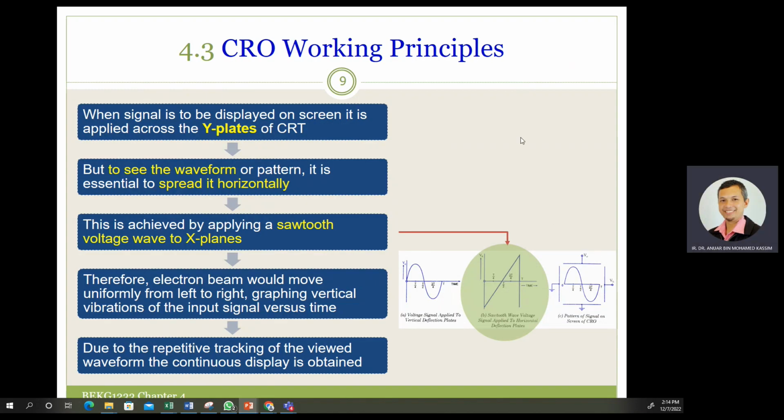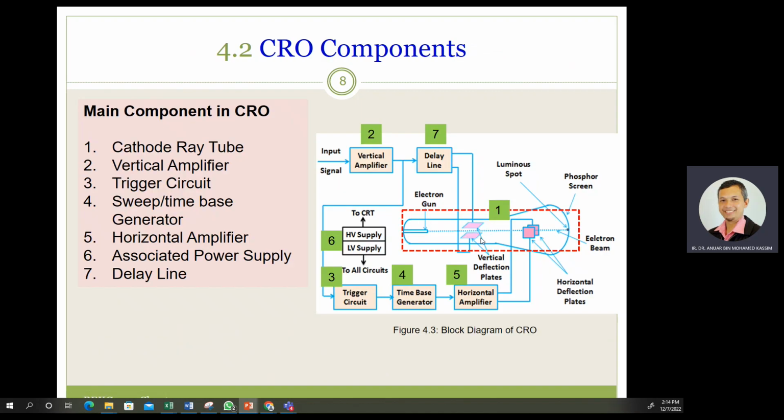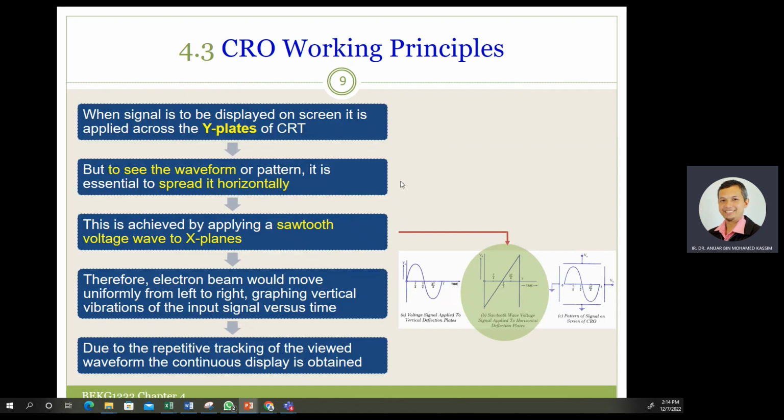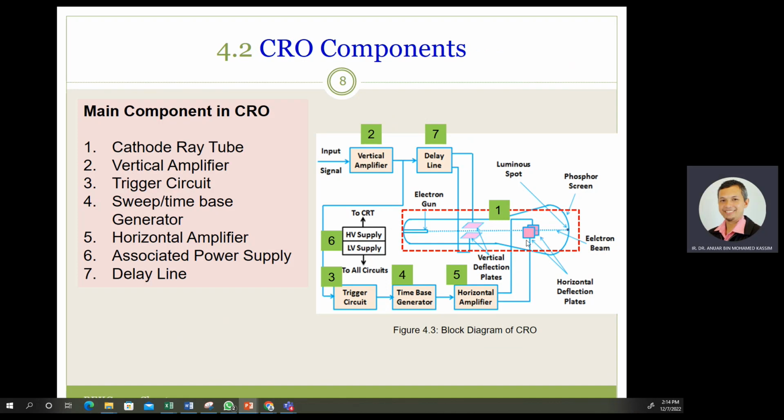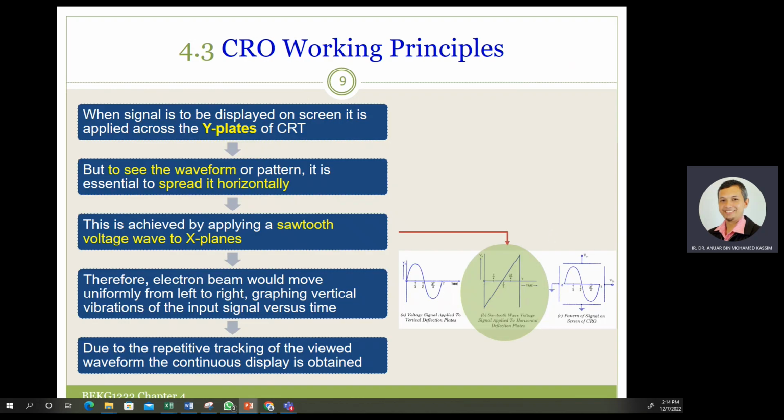Okay, as for the CRO working principle, the signal to be displayed on the screen is applied across the Y plates of the CRT. But to see the waveform or the pattern, it's essential to spread it horizontally. So after the Y plates, it goes to the X plates, in order to show it horizontally based on the time taken.